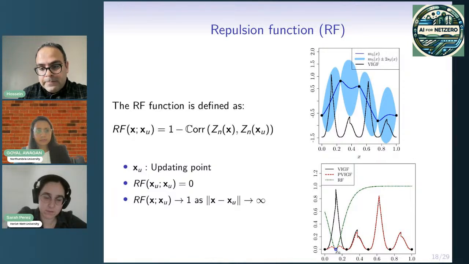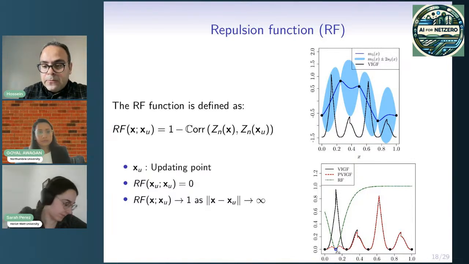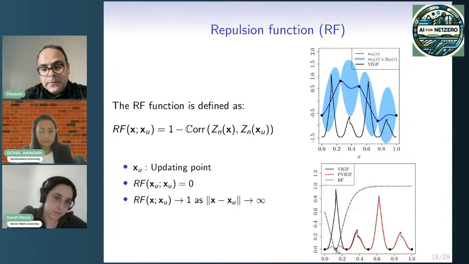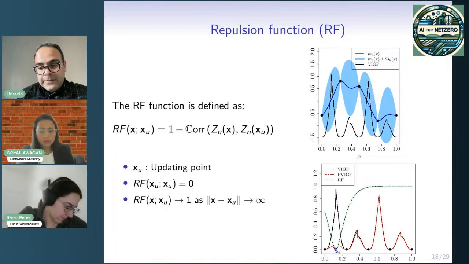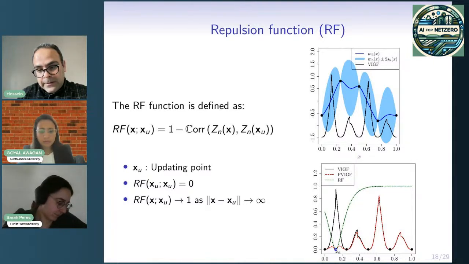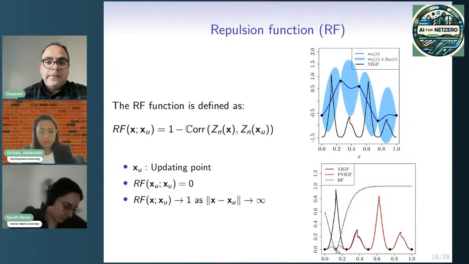But as we get farther from x6, it tends to 1, which is good because then we can reproduce our VIGF. And the next sampling location is obtained by maximizing PVIGF, which would be here. So it would be helpful, and we can continue this process. And next, for example, we multiply this PVIGF with another repulsion function, and we can continue sampling.